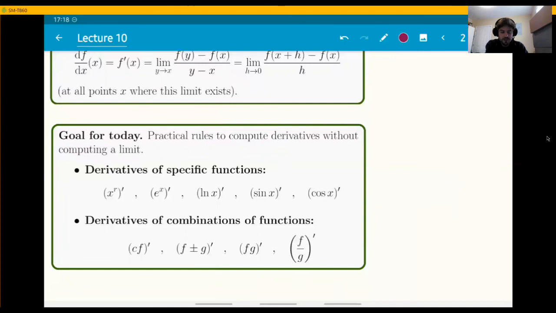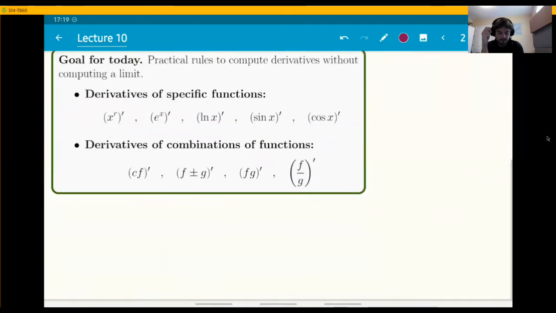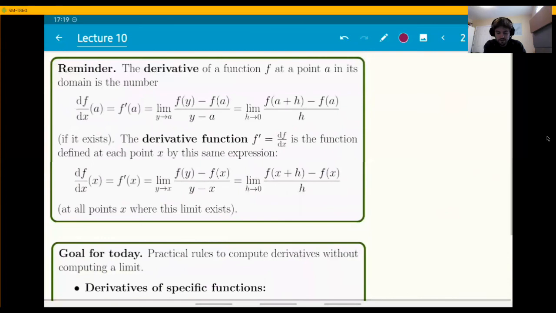And more specifically, we're going to be looking at the derivative of specific functions like polynomials, x to the r, exponentials, e to the x, logarithms in any base, actually not just ln, trig functions, sine, cosine, and everything that you can form from those, like tangent, cotangent. And we're also going to look at the rules for what happens to the derivative when you start combining these functions, like one plus the other, one minus the other, or multiplying by a constant, or multiplying two functions together, dividing two functions together. There are derivative rules that tell you how to compute the derivative of these expressions. We're going to be looking at that.